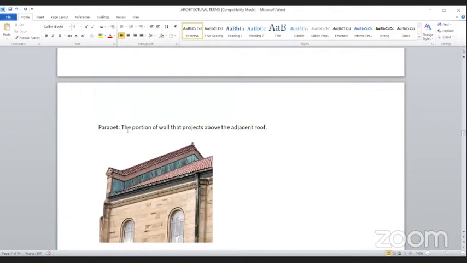Parapet, okay? Parapet is a portion of wall that projects above the adjacent roof. So this is the roof, and this is the parapet which is projecting above the adjacent roof. This is the parapet. Understood?